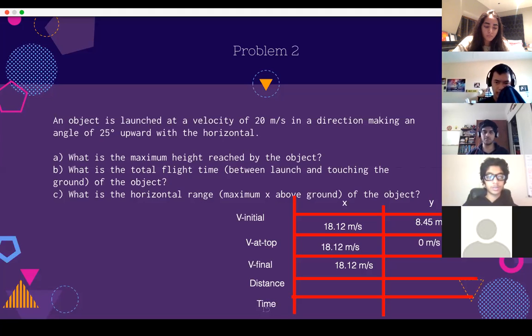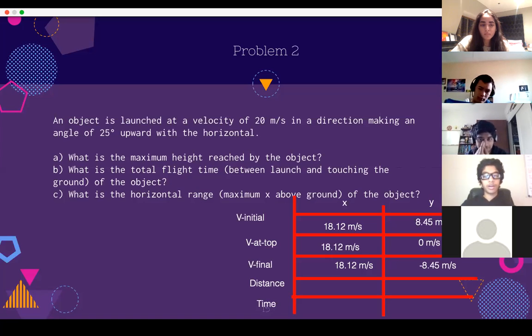And so for the last few things, we know that the time in the x and y direction is one of the only things that will ever be equal. We don't know that yet, but we know that these two entries will be the same. The distances are what we're going to have to calculate in parts A and C respectively. And the final velocity for y is actually the opposite of the initial velocity because it starts and ends at the same place. So we can go ahead and fill this out with minus 8.45 meters per second. Now we can get started with the problem, and we can keep filling in these entries as we go along.